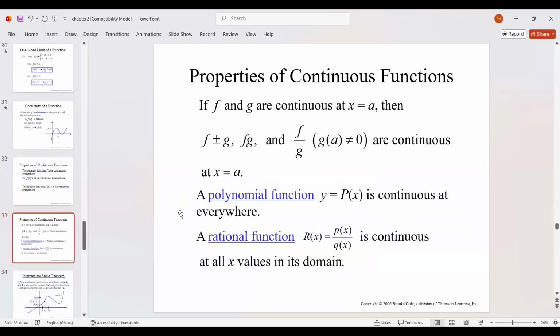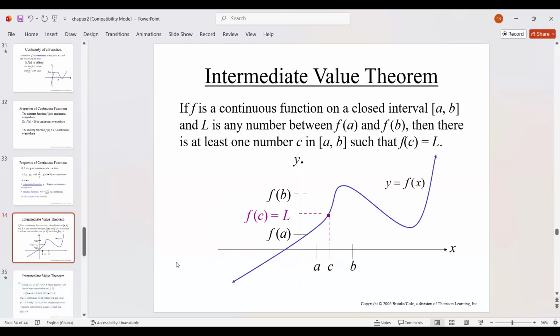Okay, so properties of functions are, like I said, you can add them, you can multiply them, you can divide them if the functions are continuous. A polynomial function is continuous everywhere. A rational function is continuous only on the domain of the function. When the denominator goes to 0, it is not defined.